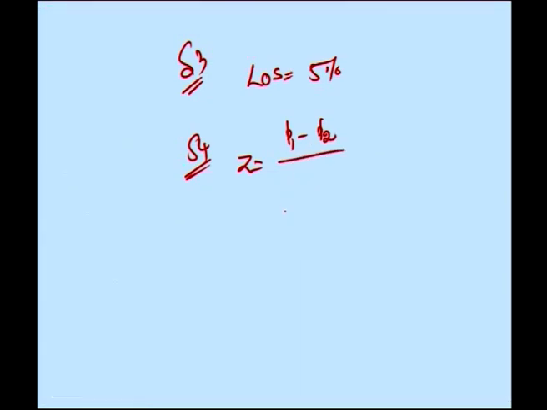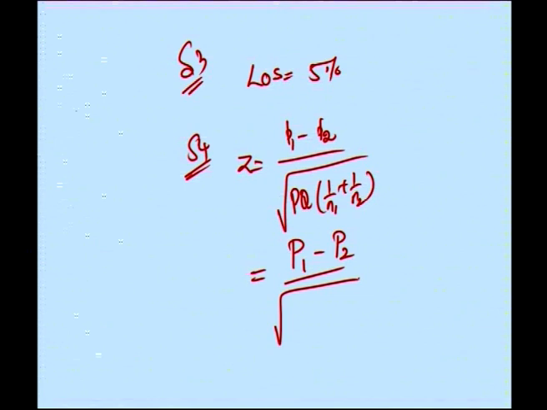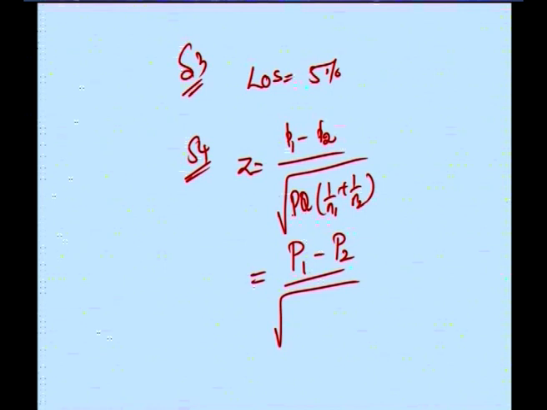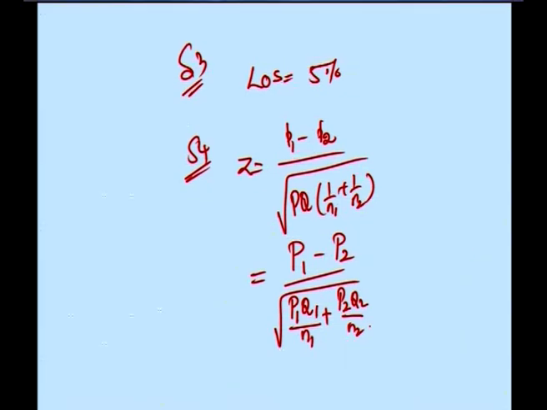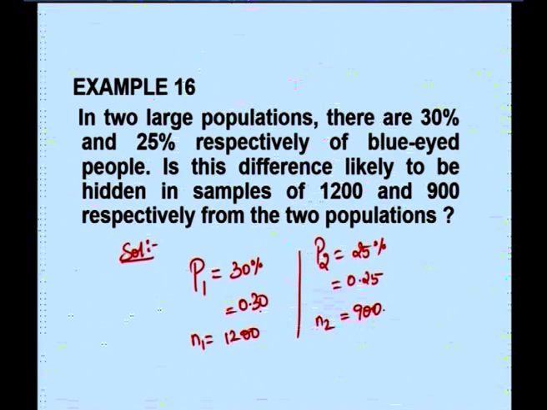Z is equal to small p1 minus p2 divided by root of pq into 1 by n1 plus 1 by n2. Since the values are directly available for the population, small p1 now will become capital P1 minus capital P2 divided by, and since P1 is equal to P2 is equal to P is not suitable here, therefore we have to write the formula as P1 Q1 by N1 plus P2 Q2 by N2, because capital P1 is not equal to capital P2. Capital P1 value you are having 0.30 and capital P2 is 0.25, therefore it cannot be taken as it is.